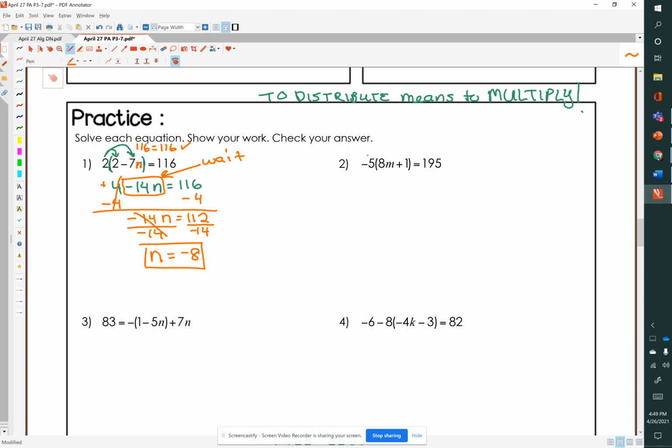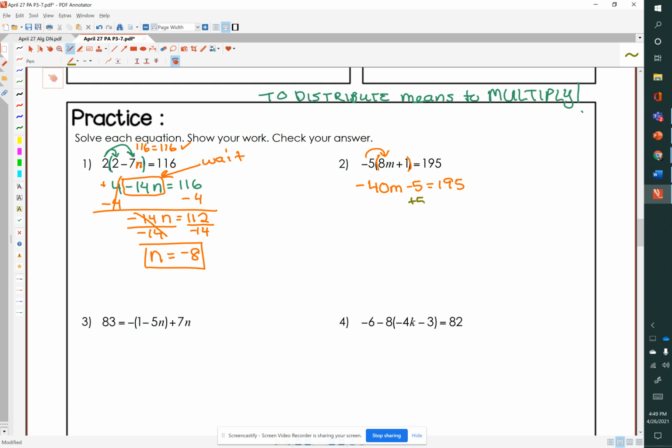So number 2, we're going to distribute this negative 5 through the quantity of 8m plus 1. So negative 5 times 8 is negative 40, and we have that m. Negative 5 times 1 is negative 5. So we have the rest of the problem equals 195. So what is happening to negative 40m? Well, this negative 5 is being subtracted from it.